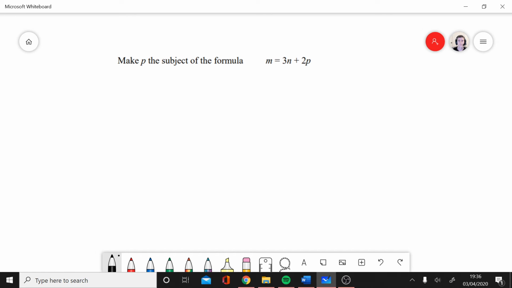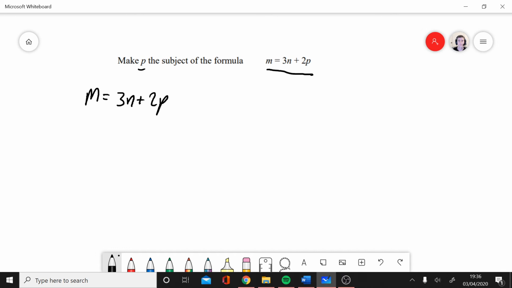Okay, so this question is asking us to make P the subject of the formula, and the formula is M is equal to 3N plus 2P, sorry. As we can see, M is currently the subject of the formula, so we want P to be in a similar position, or we want it to be in the same position at the end.